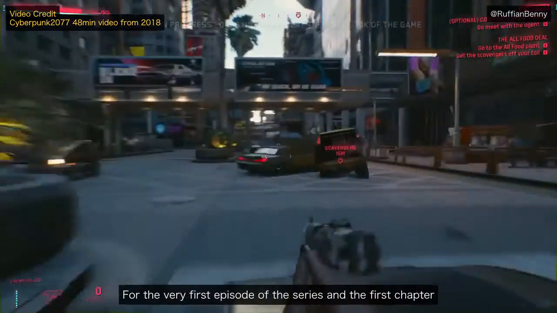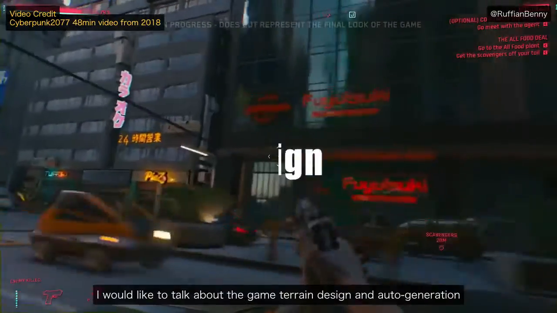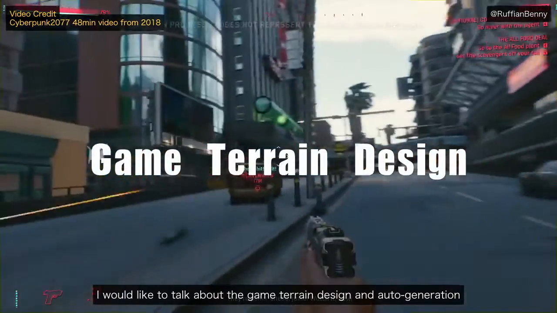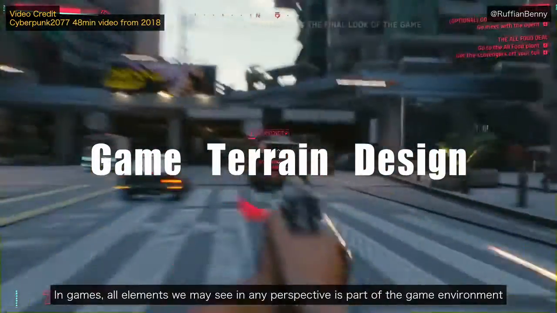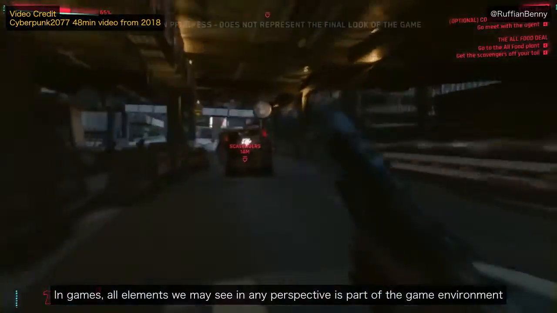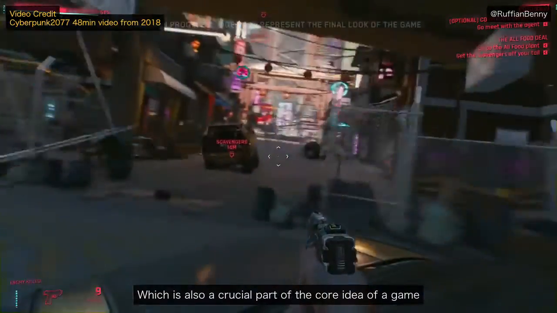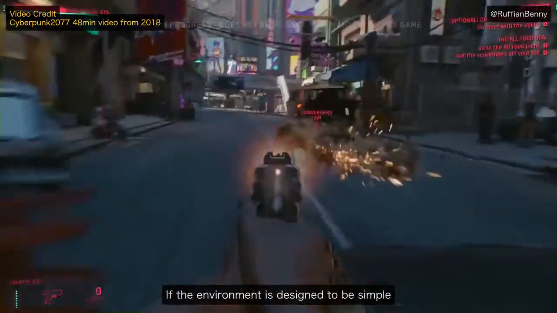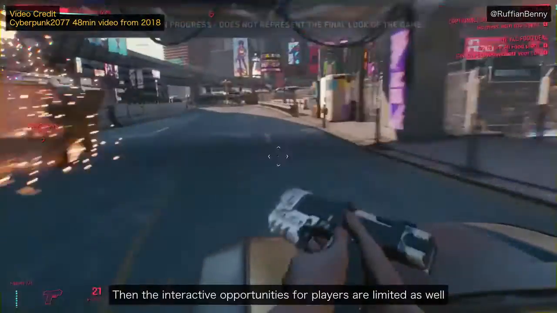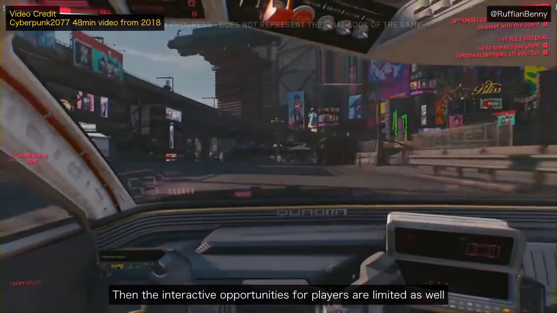For the very first episode of the series and the first chapter, I would like to talk about game terrain design and auto-generation. In games, all elements we may see in any perspective are part of the game environment, which is also a crucial part of the core idea design of a game. If the environment is designed to be simple, then the interactive opportunities for players are limited as well.